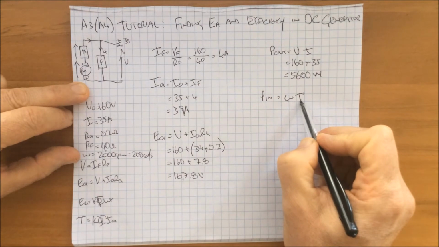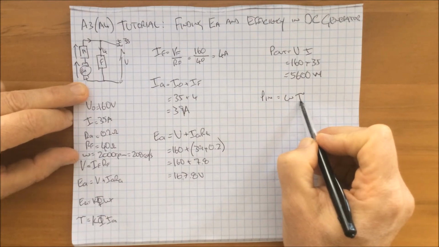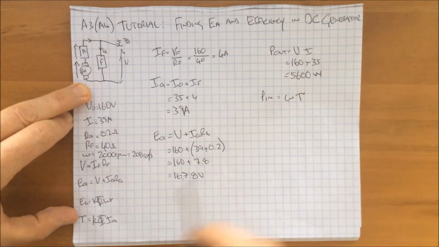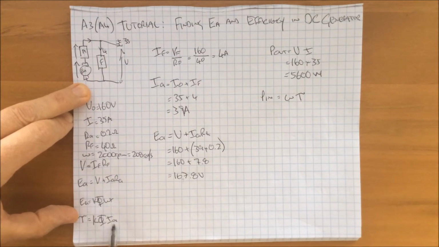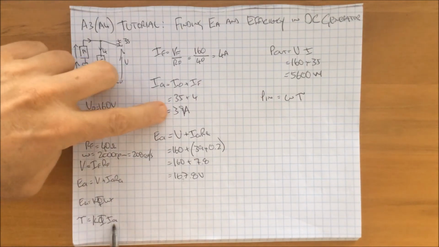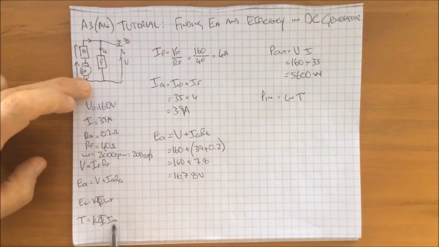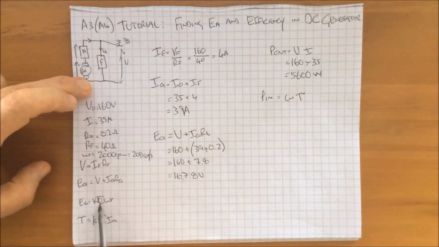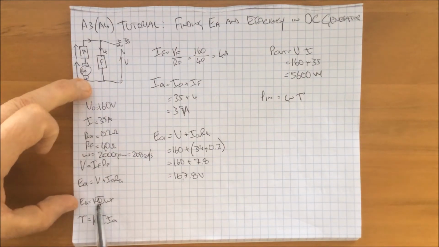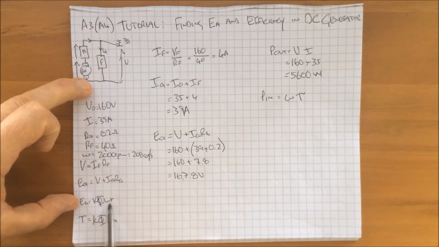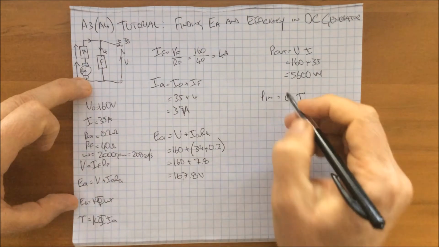Torque, we need to know what the torque is. How can we find out what torque is? We've got an equation down here for torque that involves K phi and the armature current. We know what the armature current is, but we don't know what K phi is. But we've got an equation here for K phi, which tells us what EA is and the rotational speed. So we can find out this, plug it into there, and find torque.